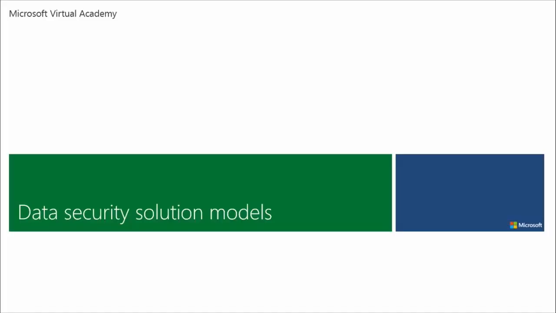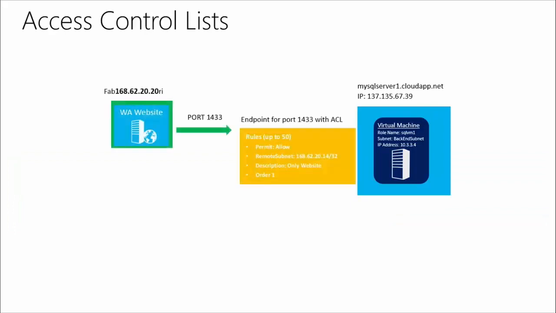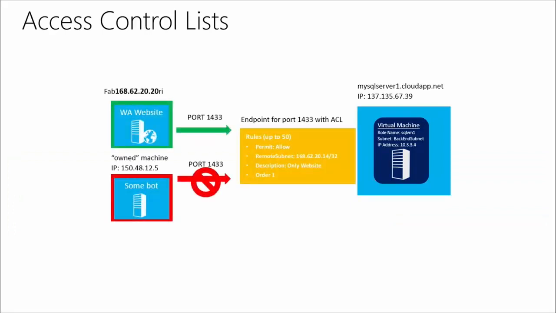And the last module that we're going to talk about today, which again we'll touch on some of the objectives of the test, is the data security solution models. Sounds very technical, but it's actually just a couple different things that we want to talk about here. The first of which is access control lists.